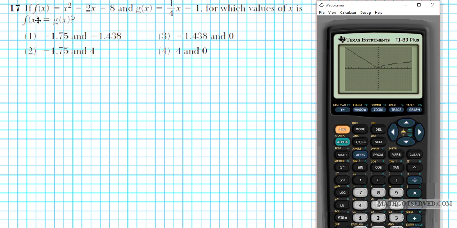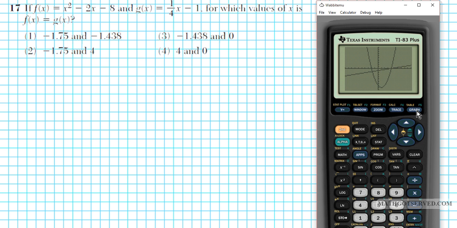If you're given two functions and you're looking for when they're equal, what you do is you're going to graph the two functions and look for something after that. Okay, so let's enter the first function f of x, press the y button, x to the second power minus 2x minus 8. And then the second function is 1/4 x minus 1. Enter. Okay, now graph the two functions. There goes the quadratic, and there goes the linear function.